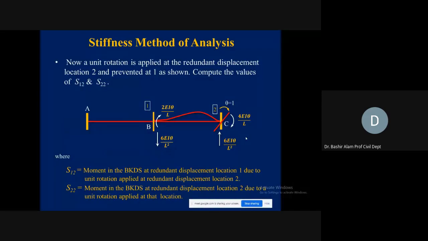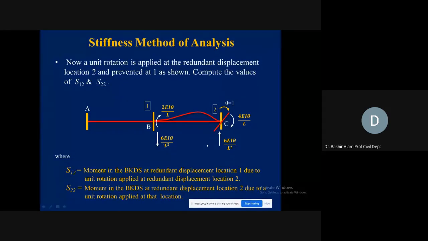Second, now comes the turn of applying a unit displacement corresponding to theta D2. So here, if you see, we are applying a unit rotation. At the near end, 4 EI theta divided by L. At the far end, 2 EI theta by L. This is now having full capacity to restrain and take this moment. It is not going to distribute this to the left support. So 2 EI theta divided by L.